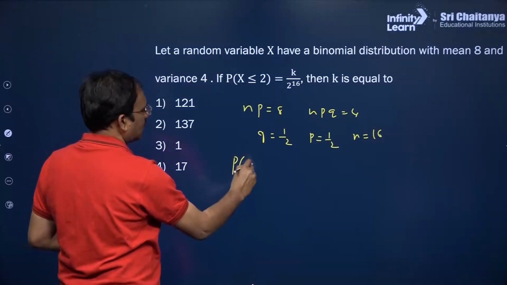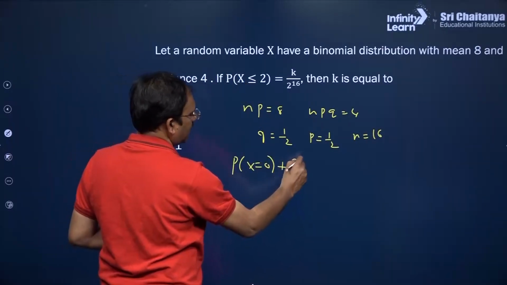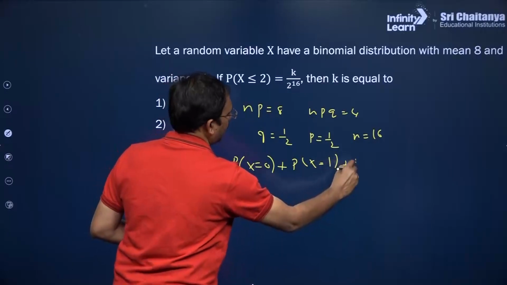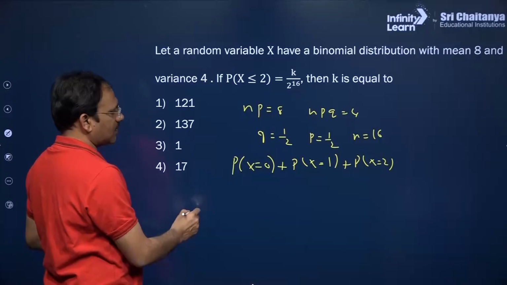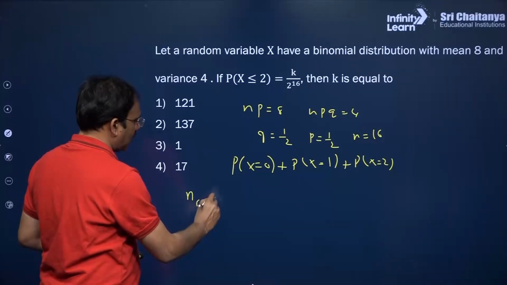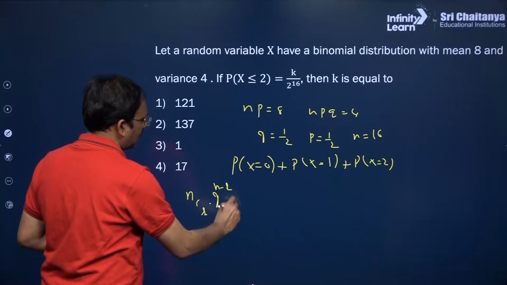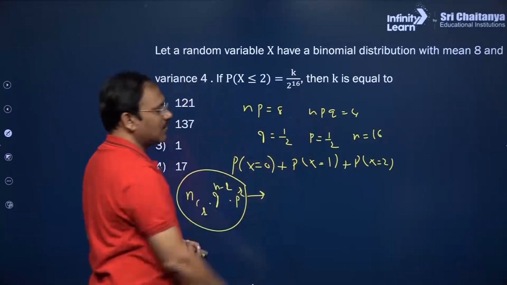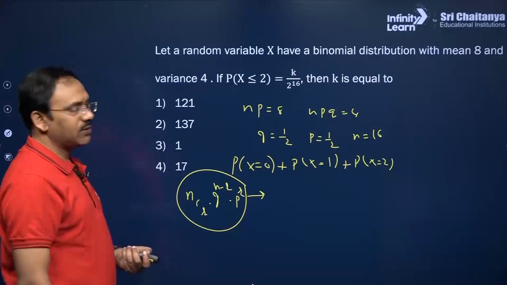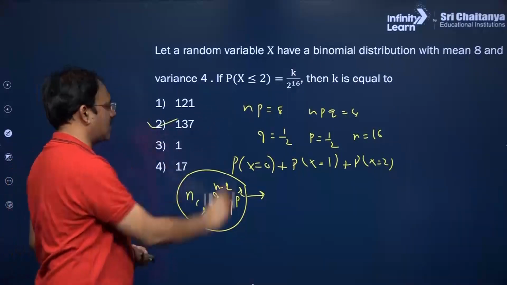Now you just want P(X=0) plus P(X=1) plus P(X=2). You know how to write, my dear friends, because P(X=r) is nCr into q to the power of n minus r into p to the power of r. You just apply here in all the three cases, equate to k by 2 power 16, you will get the value of k as 137.